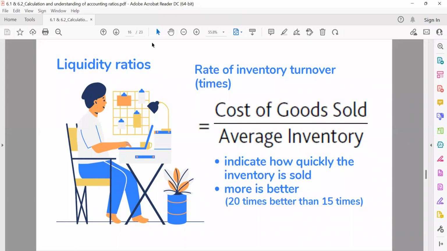Rate of inventory turnover, the answer must be in times. The formula is the cost of sales, or cost of goods sold, over the average inventory. So what is the rate of inventory turnover? It indicates how quickly the inventory can be sold. For example, how many times you sell; more will be better, because if you have 20 times compared to 15 times, it means your stock turnaround is 20 times, which is faster compared to 15 times. So this one will be better. So more times is better.